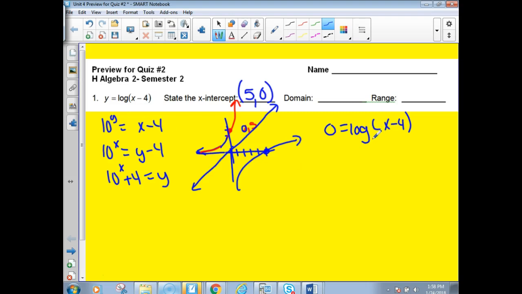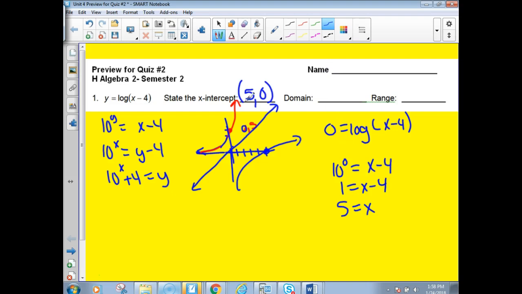So this is base 10, the exponent would be 0, 10 to the 0 equals x minus 4. You would get 1 equals x minus 4, and you would get 5 for x. So bang, there's the x-intercept. So I explained it two different ways. One, looking at the inverse, because I think a lot of you understand graphing the exponential functions better than the logarithmic. But I just proved that this is the x-intercept.